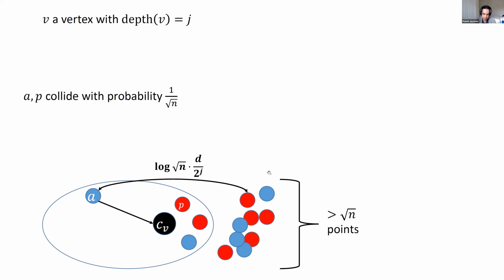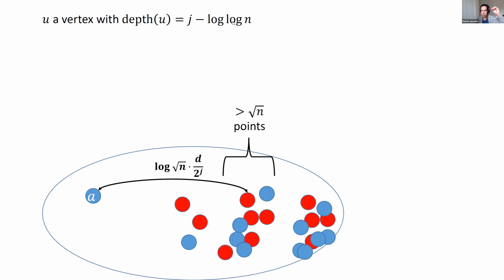Okay, so that means I have root n points over here which are not too far away. They're at distance log root n times d over 2 to the j. So now what I'm going to do is I'm going to walk a couple levels up the tree. I'll walk log n levels up. And at this point, I expect that all these root n points which were far will now be contained in this new vertex u at depth j minus log n. So I've just stepped log n levels up the tree to a new vertex u.